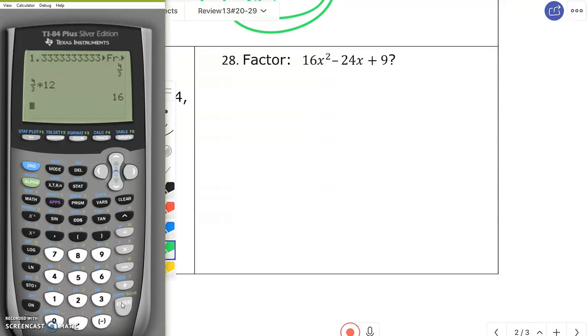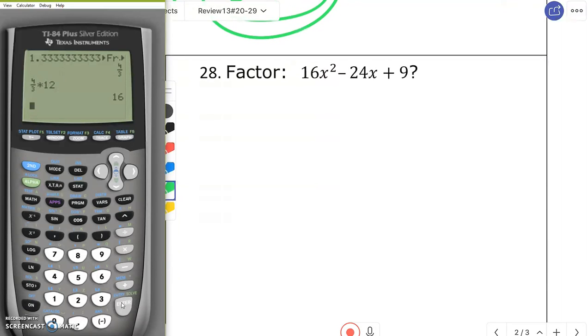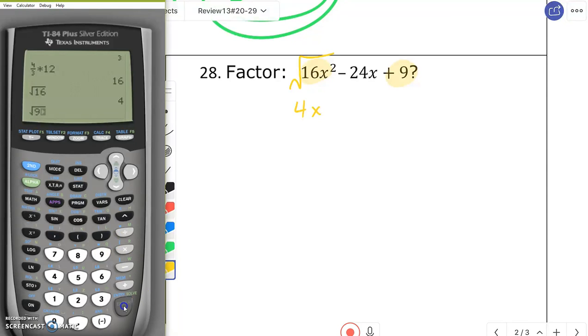28, we're looking at factoring. I have alarm bells ringing in my head because I'm noticing a perfect square and a perfect square there. So I'm going to go ahead and check that. I have square root of 16x squared. I'm going to check square root of 16. Boom, gives me 4. So I have 4, and then square root of x squared is x. And then I'm going to check the last one. Square root of 9 gives me 3.